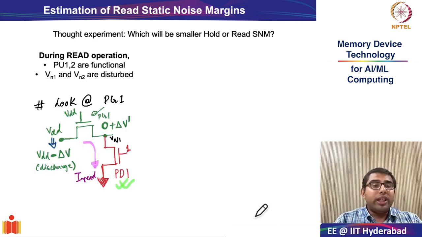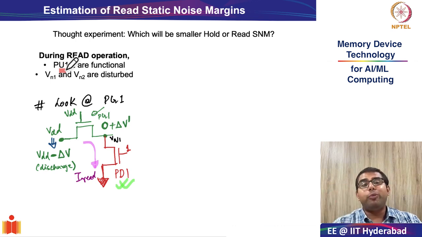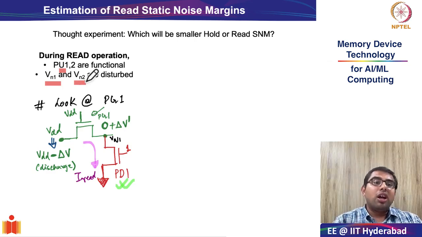If you have been following this course very carefully, you will know that during hold operation, the pass gate transistors are completely switched off. There is a small typo over here, this should be PG. However, in read operation, pass gate transistor 1 and pass gate transistor 2 are functional, because the word lines have been turned on. And as a result, as we have also seen in our timing analysis, the voltages on the internal storage nodes VN1 and VN2 are disturbed.